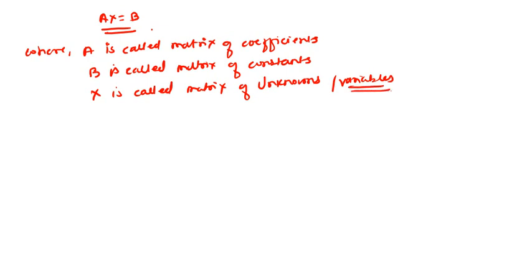Okay, so what we have done, we had one system of linear equations which contains m number of equations and n number of unknowns. So we converted that system of equations into the matrix form, so that we got the matrix of coefficients, matrix of constants, and matrix of unknowns.